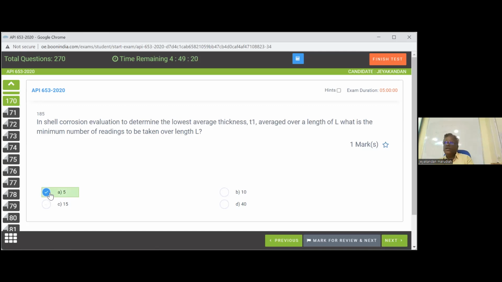Minimum how many readings we have to take? 5 readings we have to take. 5 vertical lines. Okay, next.